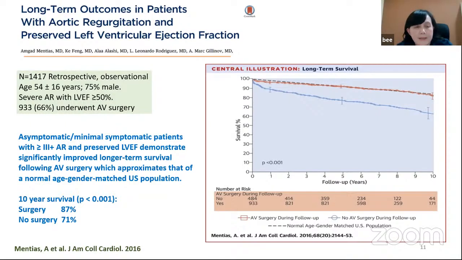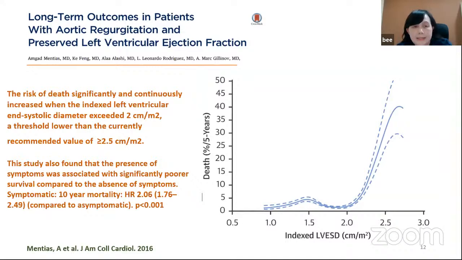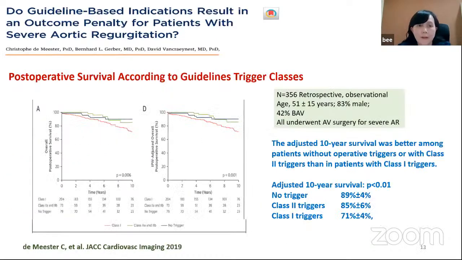So in this study conducted by Mentius, in patients having severe aortic regurgitation with preserved left ventricular function, having no or minimal symptoms, they found that patients having aortic valve surgery had better long-term survival with a life expectancy that is comparable to that of a normal matched US population. And these authors also found in the non-surgical group that the risk of death significantly and continuously increased when the index left ventricular end systolic dimension was greater than 2 cm/m², a threshold that is lower than the current recommended value of greater than 2.5 cm/m². And these authors also reported that symptomatic patients actually had a 2-fold increased risk of mortality as compared to asymptomatic patients.